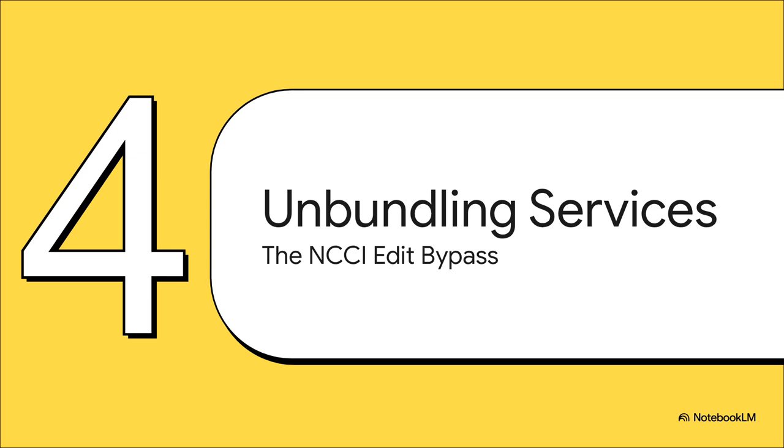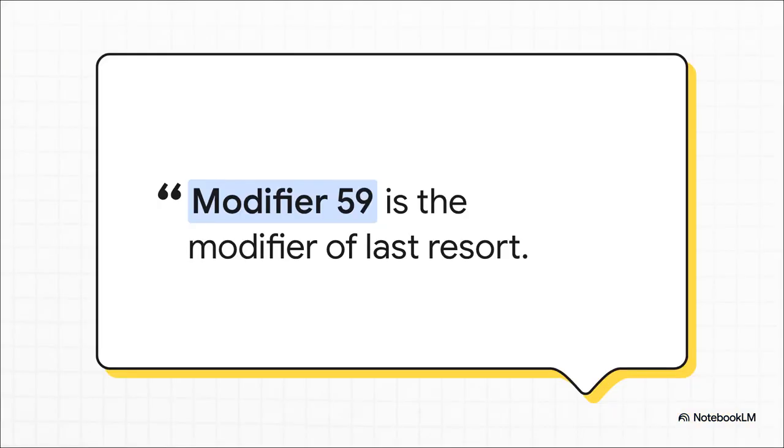Okay, Section 5, Unbundling Services and the NCCI Edit Bypass. This right here is where compliance risks go completely through the roof, both on the exam and in real-world coding. As you can see from the quote, modifier 59 is the modifier of last resort. It is a massive compliance risk. You should only ever use 59 to unbundle distinct NCCI edit pairs when absolutely no other specific modifier applies. Literally, your last resort.